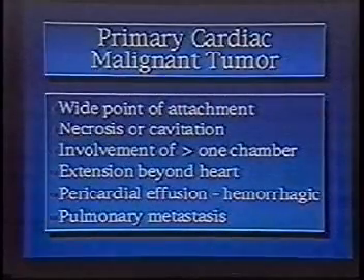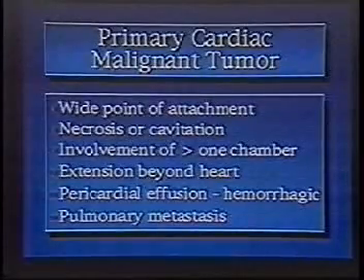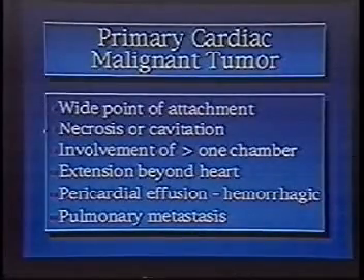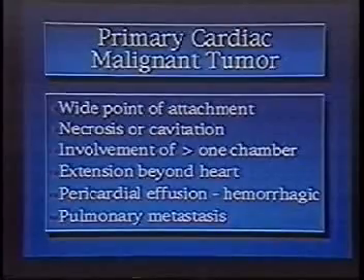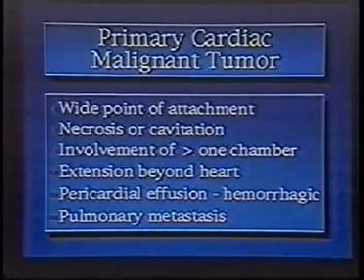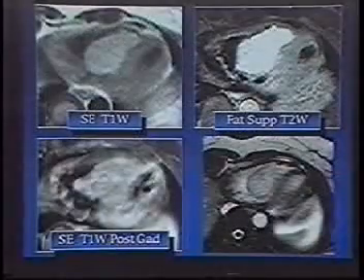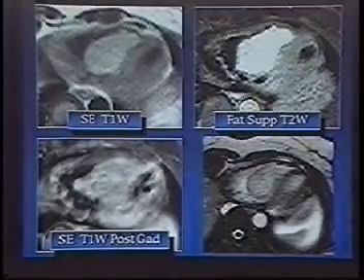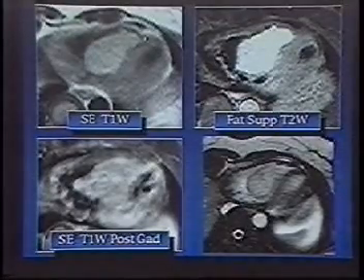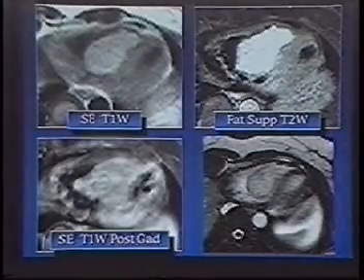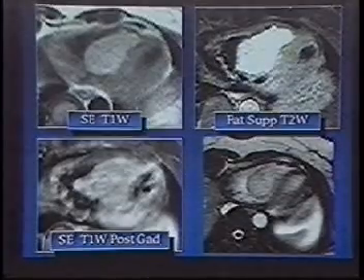Now, how do we tell malignant tumors from benign tumors? Well, malignant tumors have a wide point of attachment. They may have necrosis or cavitation, involve more than one chamber, and extend beyond the heart. You may see pericardial effusion and pulmonary metastases. So essentially, these are infiltrating, irregularly marginated tumors that tend to extend outside of the heart. And this tumor that we have here has a wide point of attachment, but it's well marginated. It's involving only one chamber, does not extend beyond the heart, has smooth margins, and no pericardial effusion. This is a benign tumor.